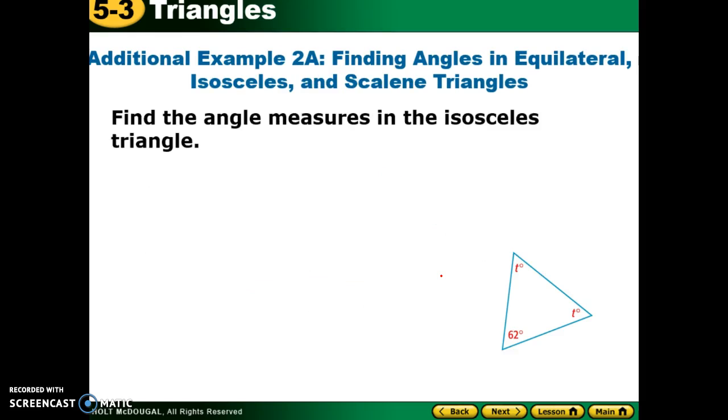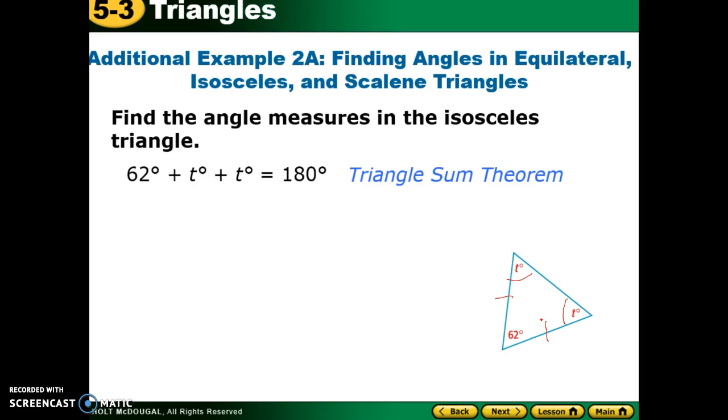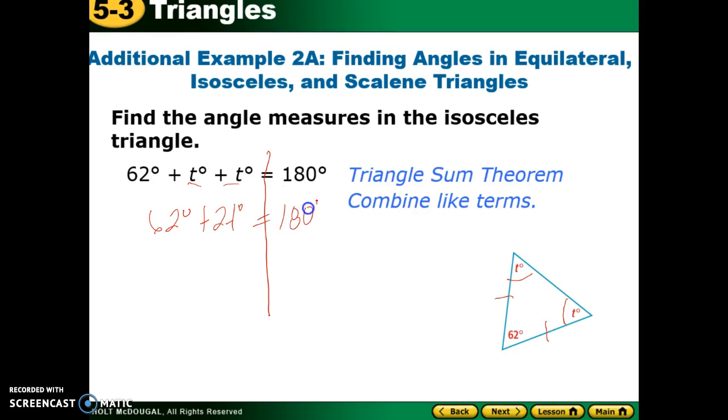Okay, one more example. This is an isosceles triangle. Remember, an isosceles triangle has two congruent, equal angles and two congruent sides. So those two sides are congruent, those two angles are congruent. Now I'm going to use the triangle sum theorem, which means I add up the angles to equal 180 degrees. Once I have this equation, I combine like terms. Like terms are the t's, t and t. So now I have 62 plus 2t degrees equals 180 degrees.